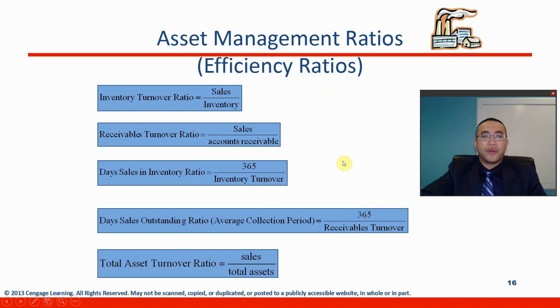So another category of ratios is asset management ratios, and we also call them efficiency ratios. The first one I actually want you to see is the one down at the bottom. It's called the total assets turnover ratio, which you calculate as sales divided by total assets. The idea here is you want to generate as much sales as possible, right? A higher revenue is always good.